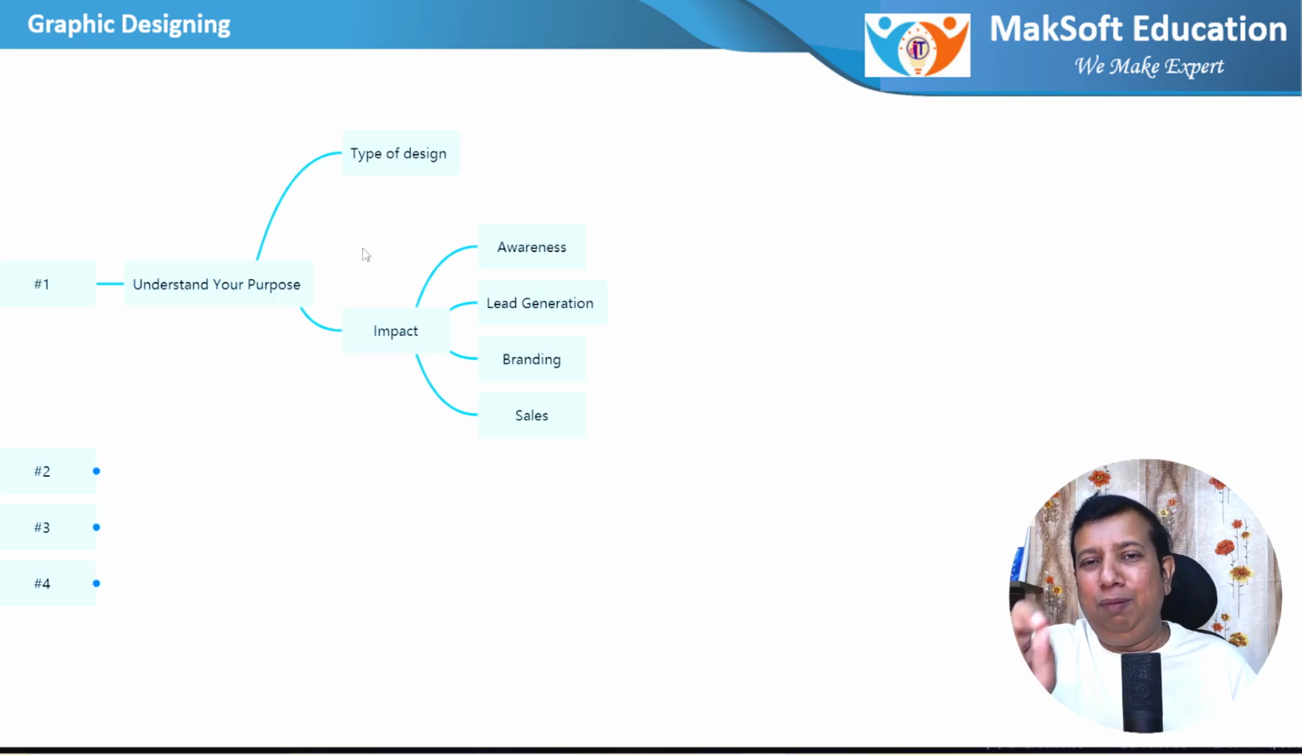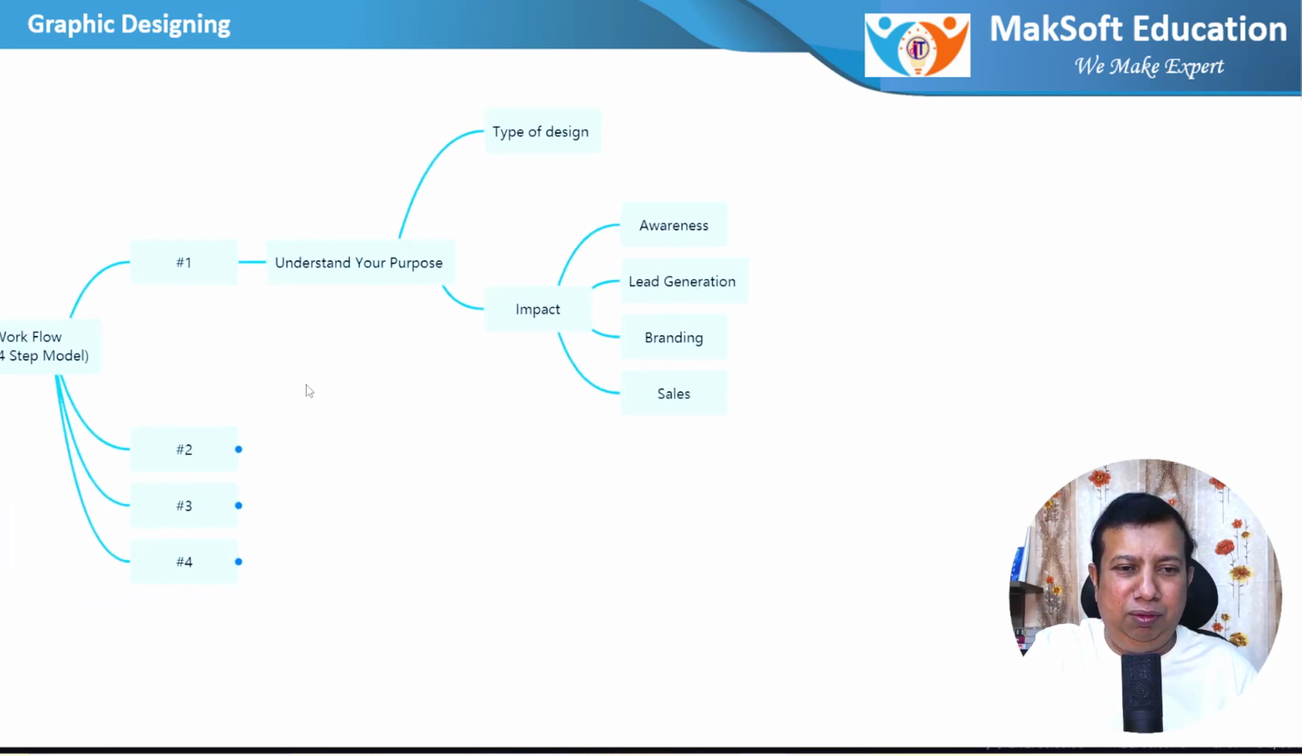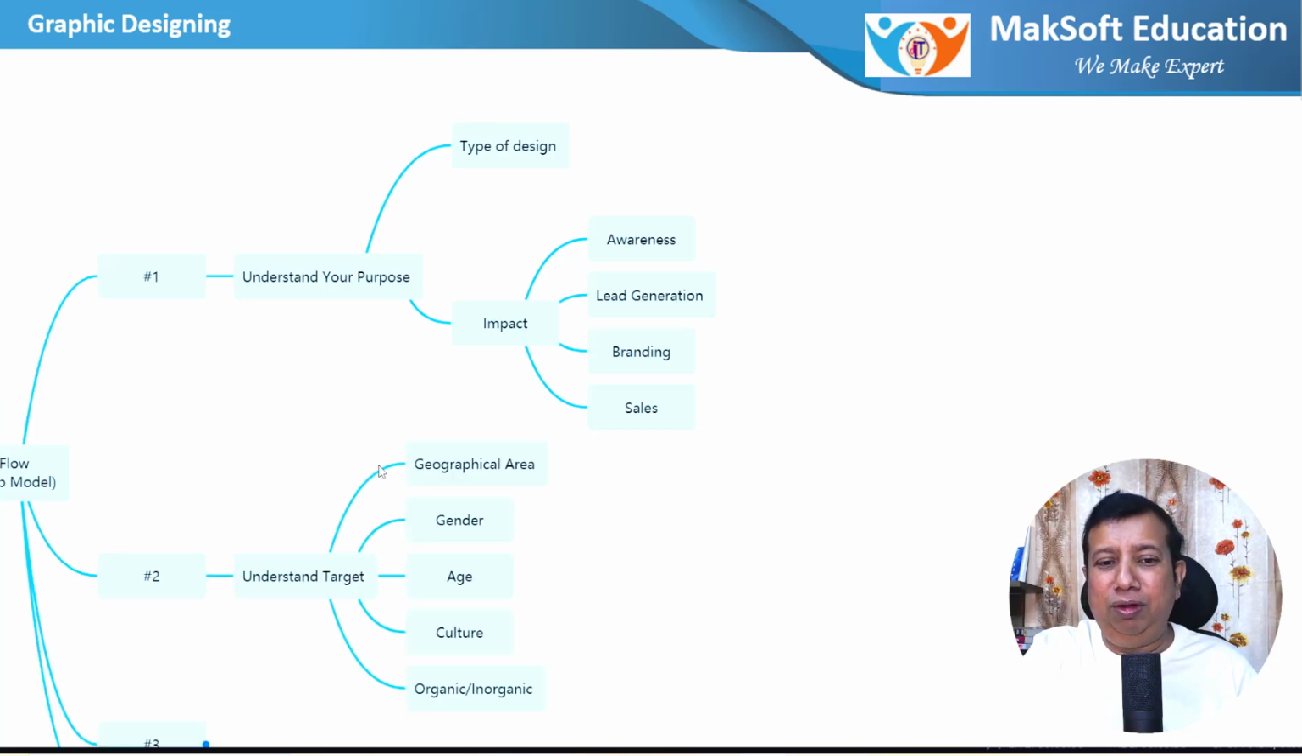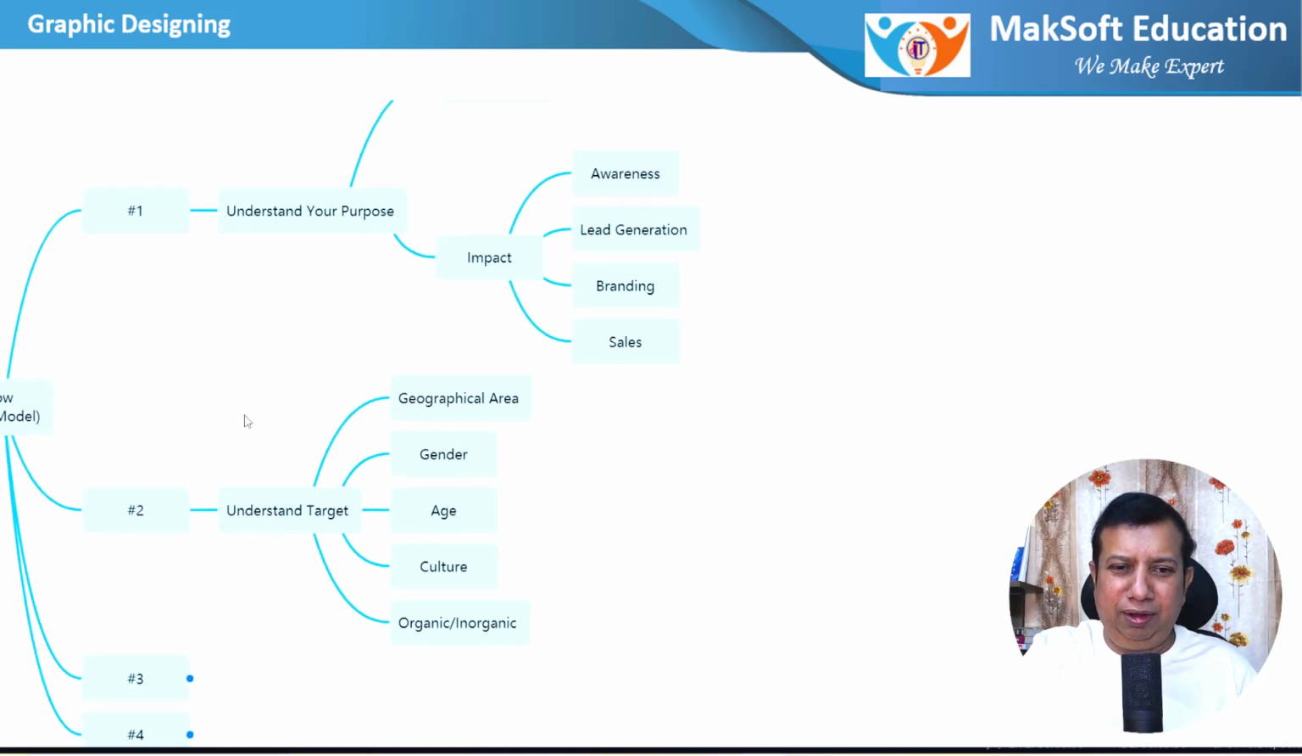Whenever you are trying to create any graphical design, you first have to see what your purpose actually is, and then you move to step number 2. In this 4-step module, step number 1 is understanding the purpose. Once you understand your purpose, that you want to create awareness or you want to create sales, then you need to understand your target audience, target customers.